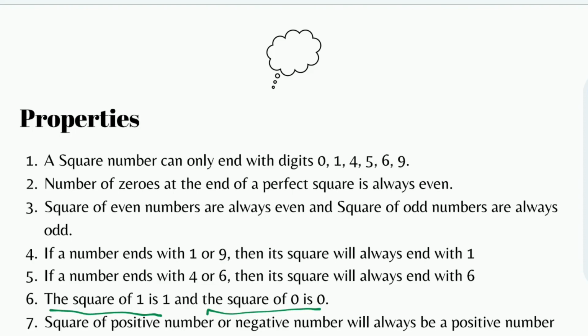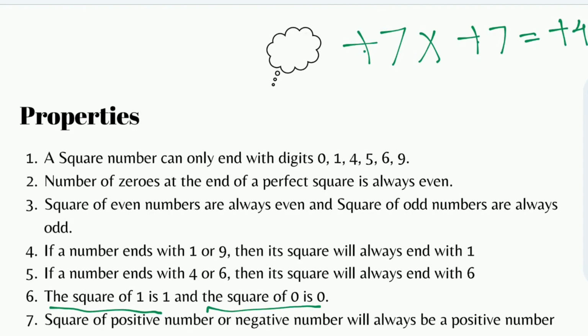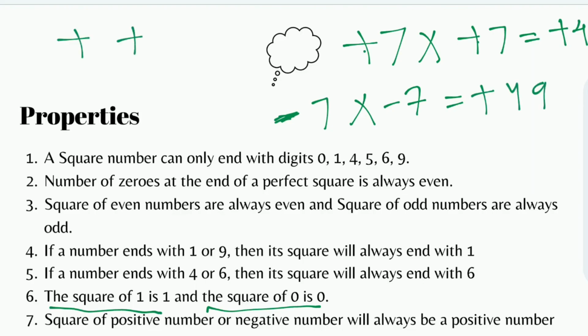The last is the square of a positive number or a negative number is always positive. Positive number will always become positive. Why? Because if I have plus 7 into plus 7, plus and plus will always give me a plus. So hence it becomes plus 49. If I do minus 7 into minus 7, again minus and minus will give me a plus, which is plus 49. Because plus plus is also plus, minus minus is also plus. Hence, the square will always be a positive number.